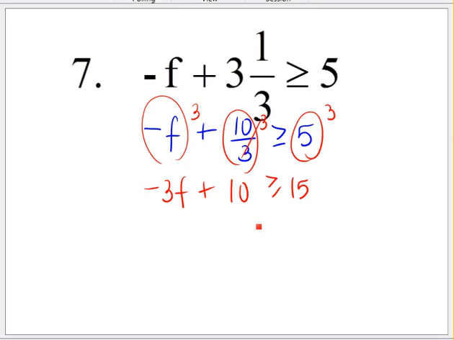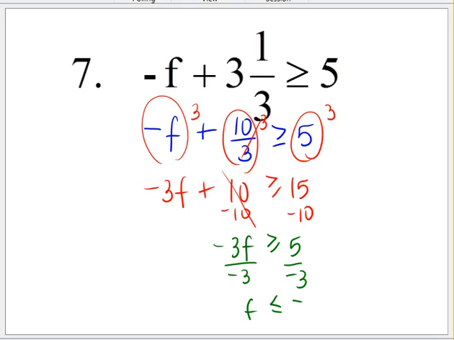to 15. I'm going to move my 10 over by subtracting 10 or putting a -10 on both sides, creating 0. I have -3f is greater than or equal to 5. This time I am dividing by a negative on both sides, so I will flip the sign, and it does give me a -5/3.